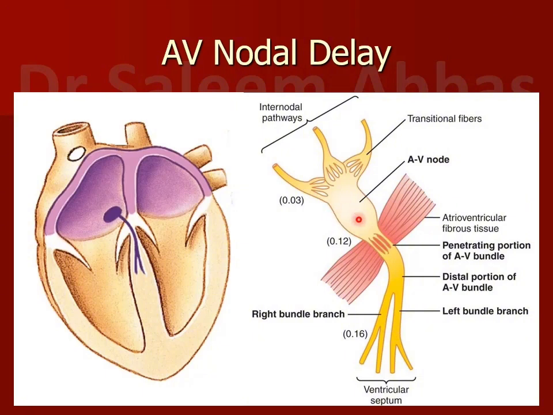That means that there is a delay of about 0.13 second in the AV node and in the AV bundle. This is known as the AV nodal delay, and it occurs because of two facts. Number one, it is because of the small size of the fibers in the AV node and the bundle of His. Their diameters are very small, so they offer a lot of resistance to the diffusion of ions.